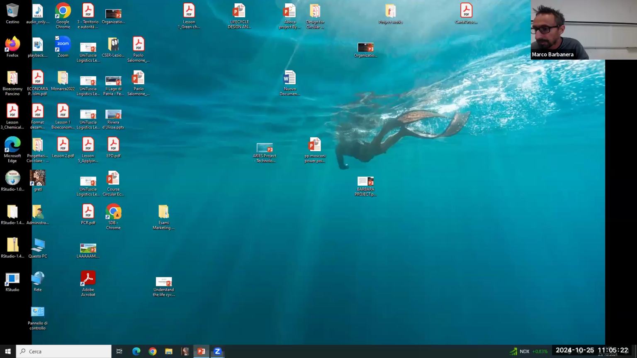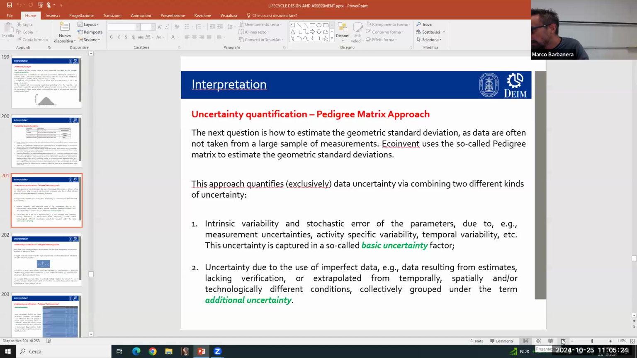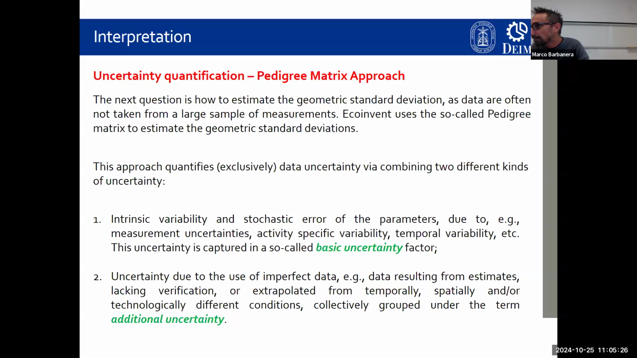Sorry, but the electricity went out due to a rainstorm. So I hope that the problems are solved. Okay, so we can restart.